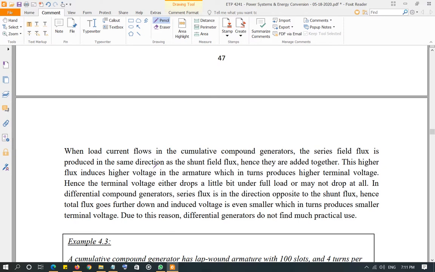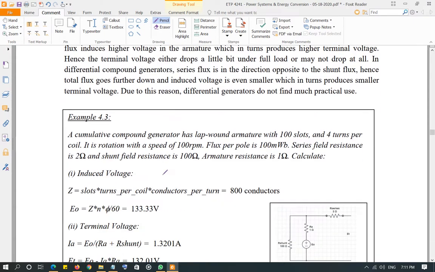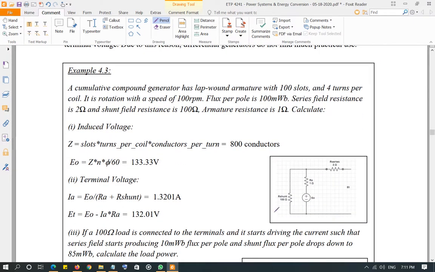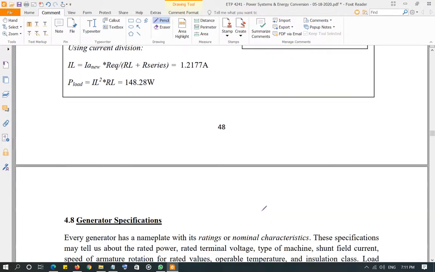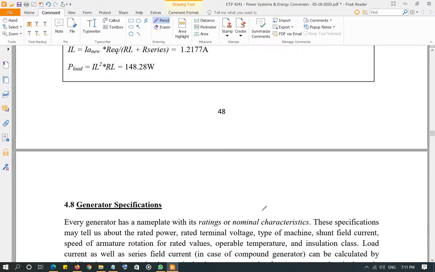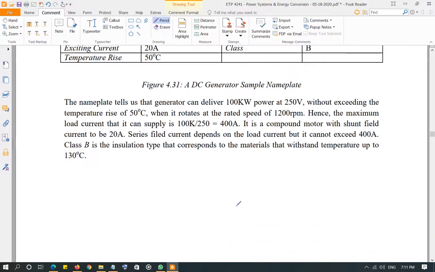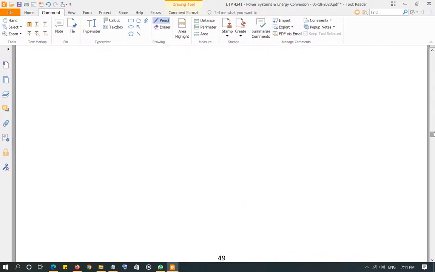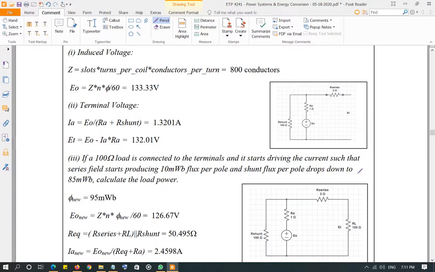Compound generators are used very commonly, because again they are a very good compromise between pure shunt generator and separately excited generator. This is an example on the shunt generator. Make sure you go over that example, and that will conclude this chapter. You can read generator specification. It's pretty self-explanatory, so go ahead and read that. I don't really have to go over it in the video lecture. I covered all the important things, and that will help you understand the function of generators, different types of generators, and help you solve the problems regarding the generator.